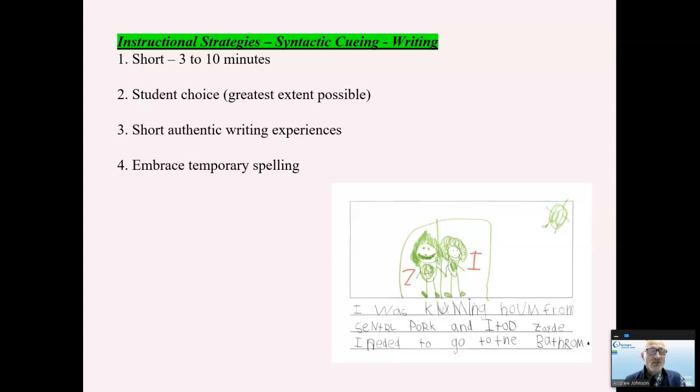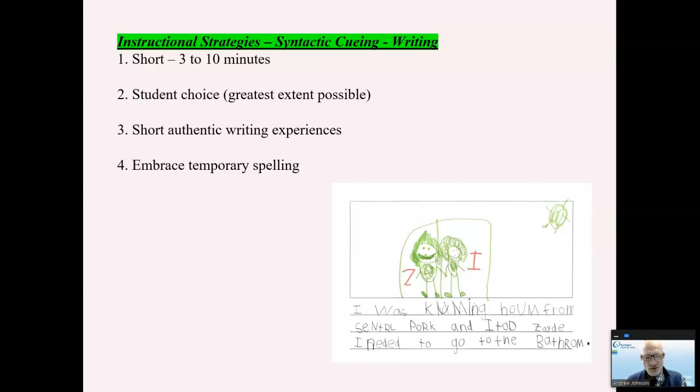And if it's short, then we ask them to say something else. That's very empowering. We also embrace temporary spelling. Here's an example of that. And note, temporary spelling does not lead children to spell incorrectly. Absolutely not. It enables them to get writing to express their ideas.